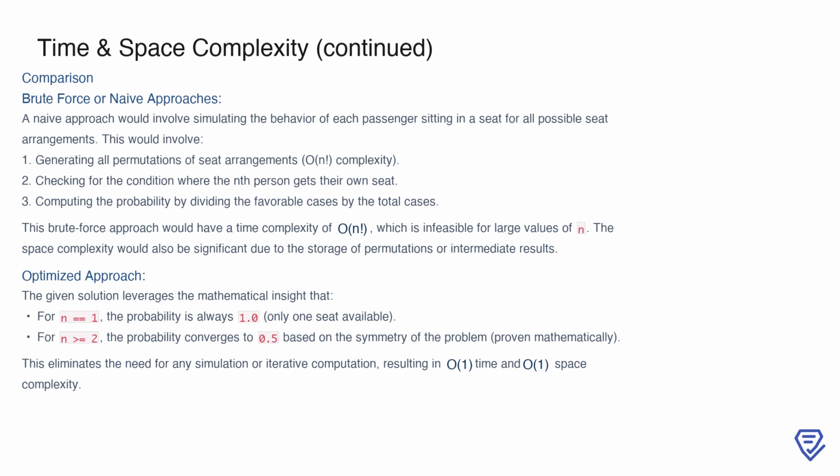In contrast, the optimized solution leverages mathematical properties of the problem. For n equals 1, the probability is clearly 1.0, and for n equals 2, the probability simplifies to 0.5 due to the symmetry in seating outcomes. By avoiding simulation entirely, the optimized approach achieves O(1) time and O(1) space complexity, making it far more efficient.